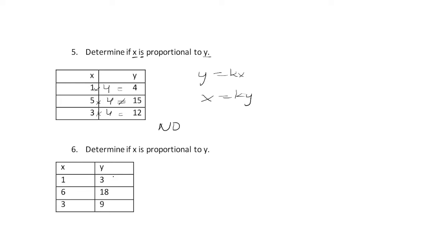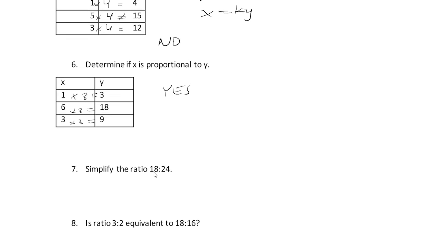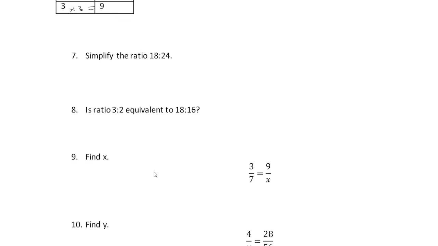For 6, let's see. 1 times 3 is 3. 6 times 3 is 18. 3 times 3 is 9. Okay, this one works. For 7, we want to simplify the ratio 18 to 24. So why don't we divide both sides by 6. We get 18 divided by 6 is 3. 24 divided by 6 is 4.